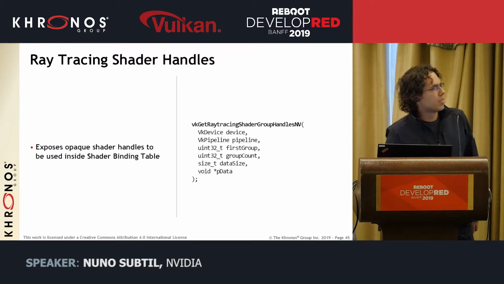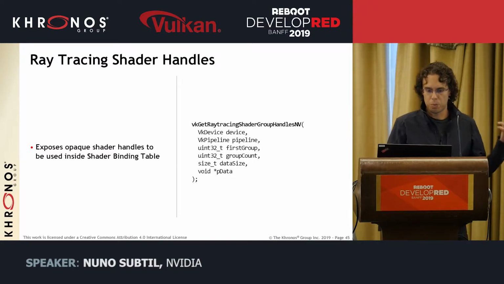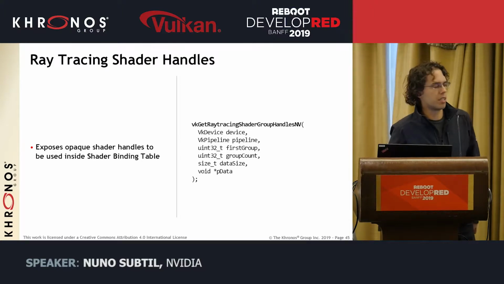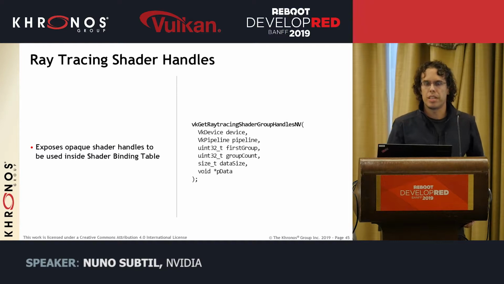And the shader handles that we put in the SBT are exposed to the application as opaque handles that you query from an API call on the CPU side. So the flow is compile the PSO, then query the shader handles, and then write those handles back into the SBT in the appropriate locations.